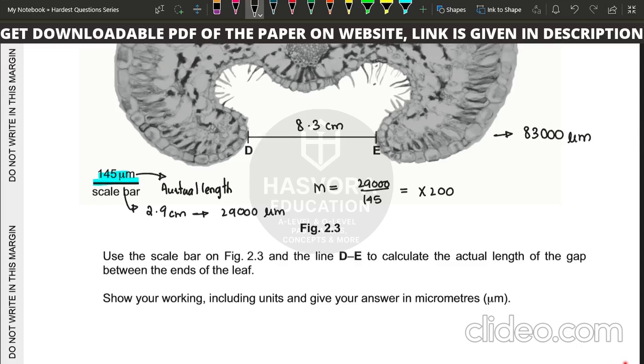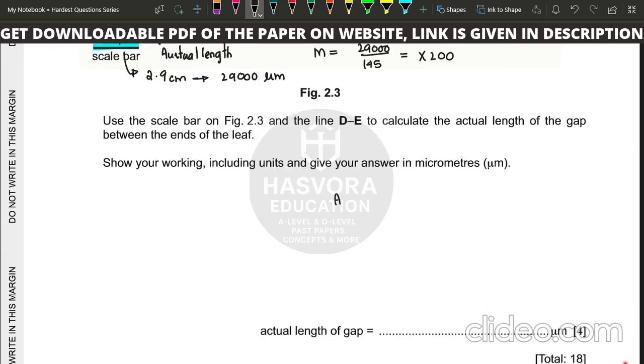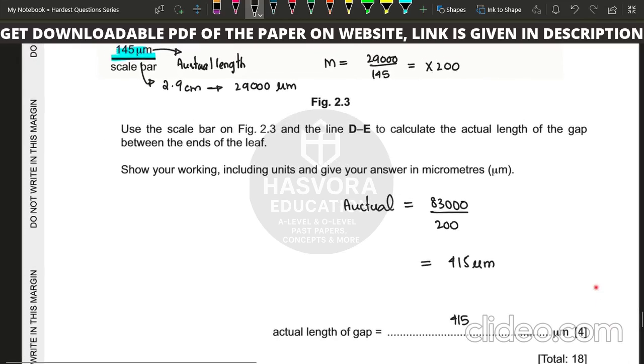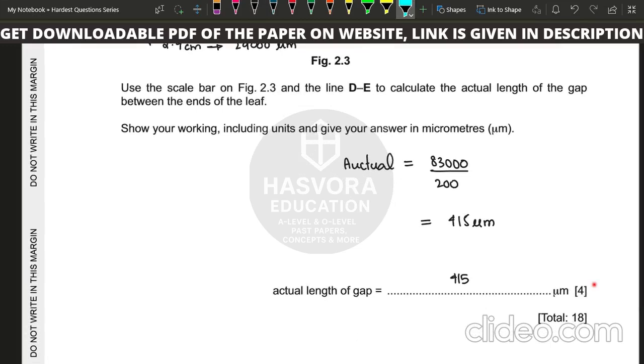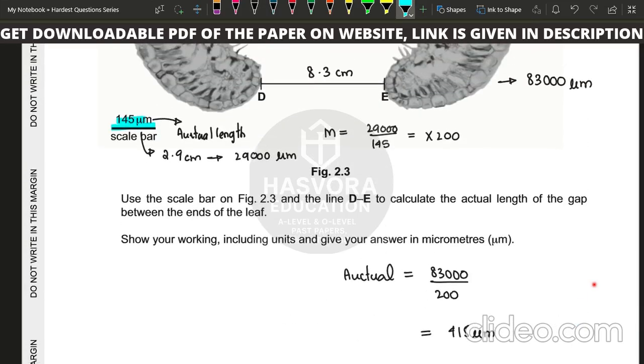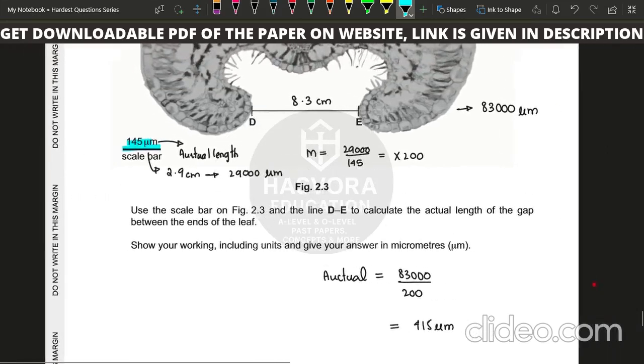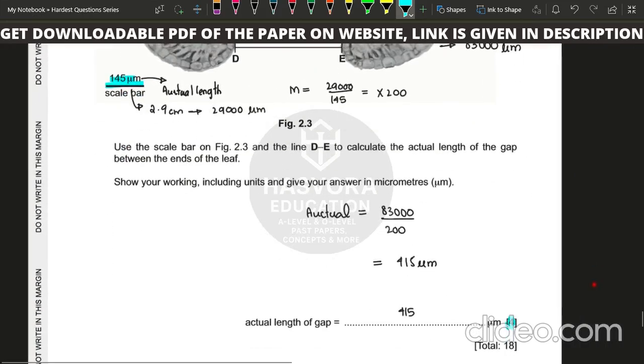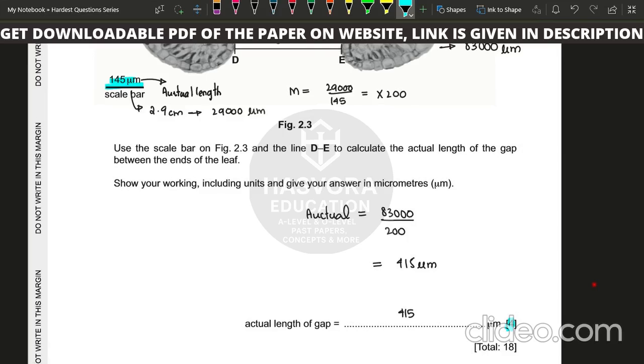This is the measured length, and then you have to find the actual. Magnification is equal to measured divided by actual. You just rearrange the formula, and it becomes actual is equal to measured divided by magnification. So it becomes 83,000 divided by the magnification, which is 200. This will be 415 micrometer, which is your answer for this part. So this is how you do it. That is why it has been given 4 marks, because most of the students do not know how to use this scale bar. They think that this is the actual length of the line, but you just have to use it for the magnification. It is just giving you a ratio of the real to the one in the image.